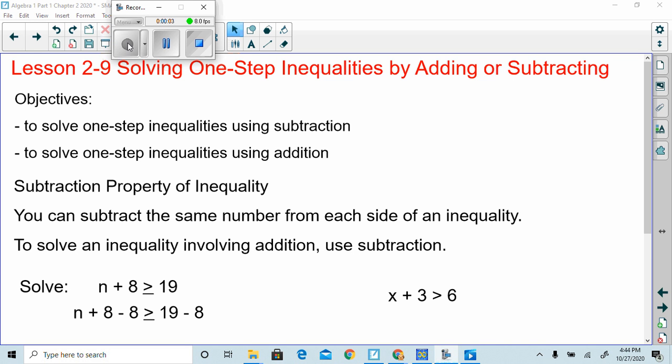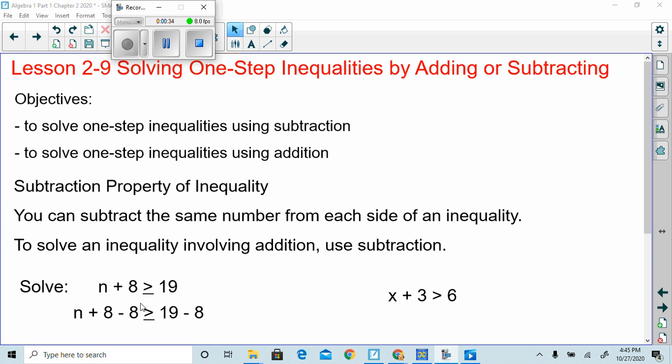Our mission for today is to solve some one-step inequalities. We're going to be using the subtraction property of inequalities as well as the addition property of inequalities, using one inverse operation to isolate our variable just as we did earlier this week with equations. So you can use the subtraction property of inequality and subtract the same number from each side, and you will not change the integrity of the inequality.